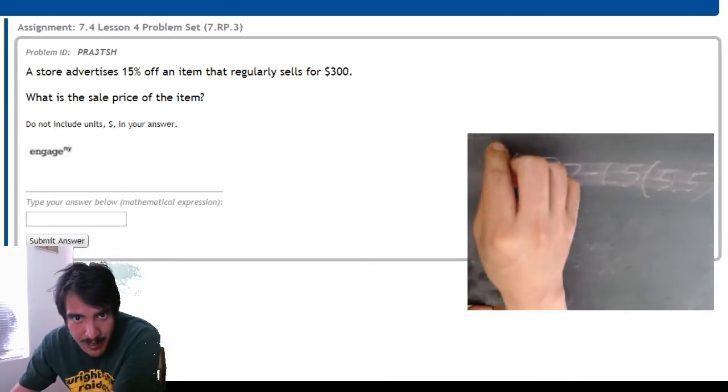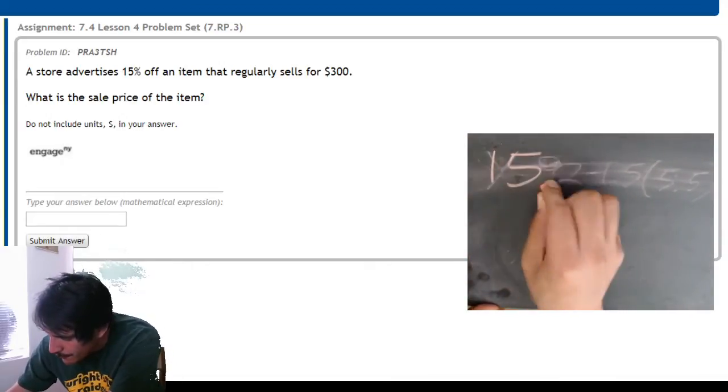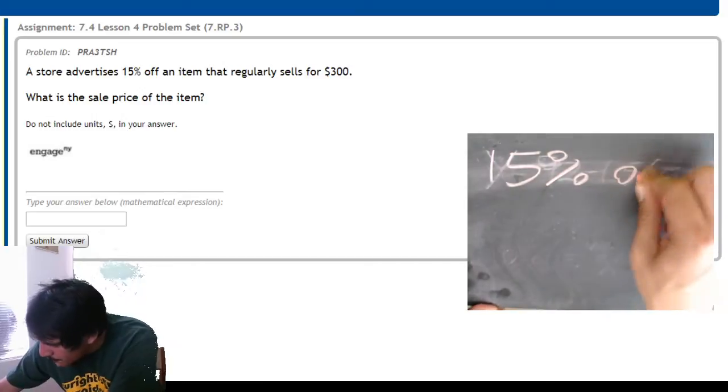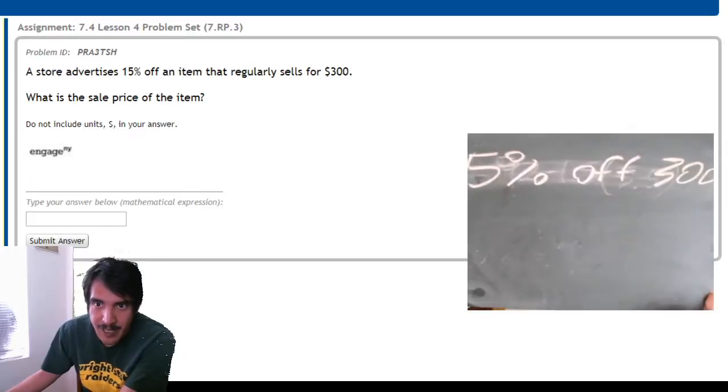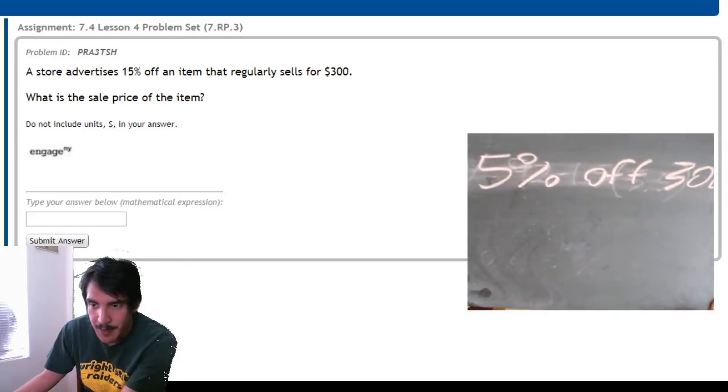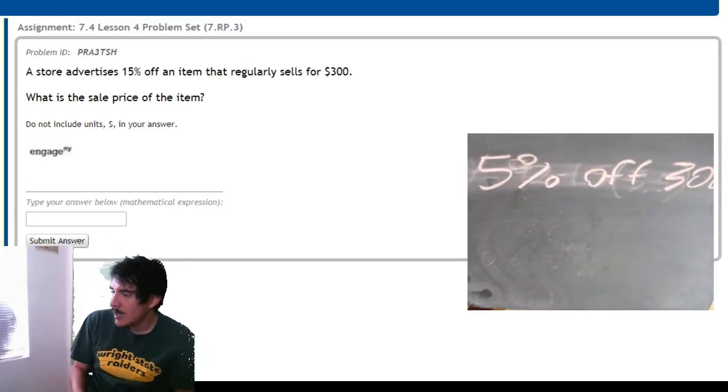So in this first problem, it looks like the store is doing a 15% off $300. Right? There's a couple of ways that me and some people have talked about in regards to this.